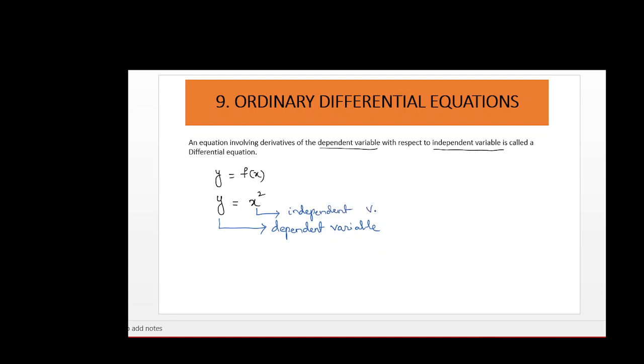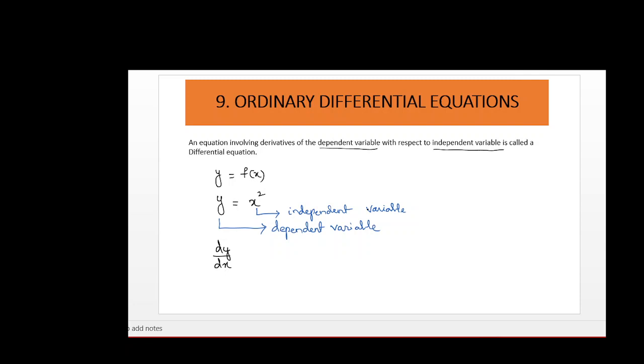From the previous classes, we already know that derivatives are possible. For example, we consider dy by dx. What does it mean? It is the derivative of y with respect to x, which means the rate of change in y with respect to x. So when y is depending on x, dy by dx is defined.